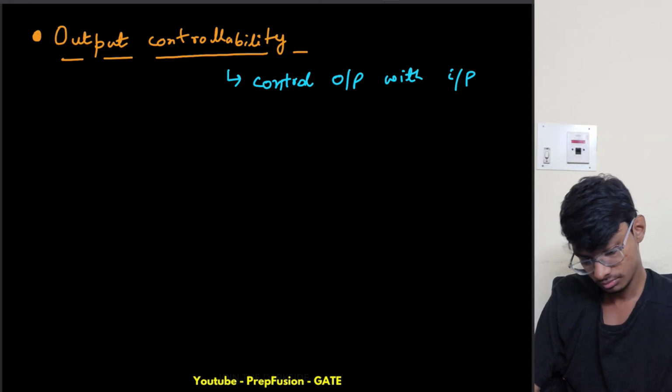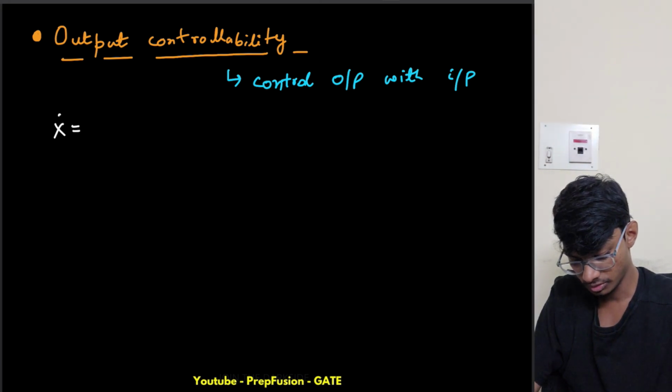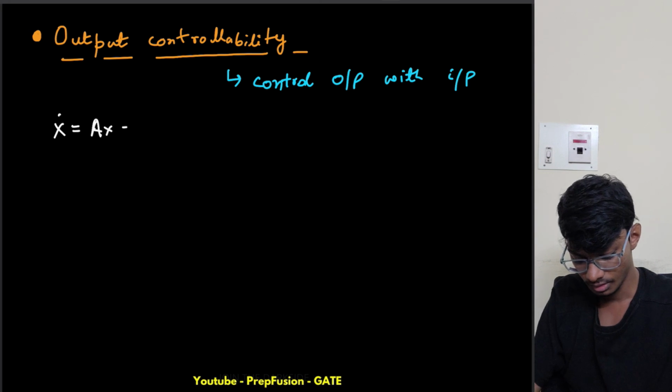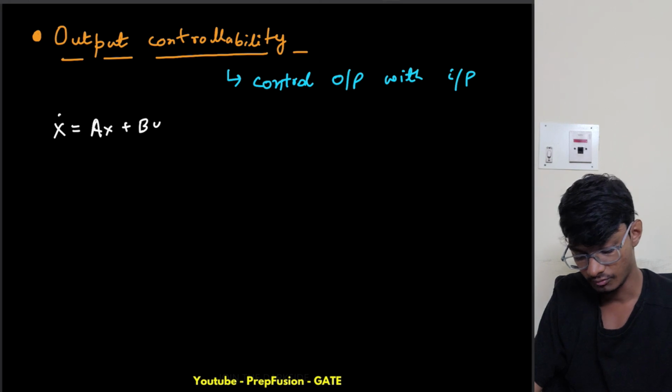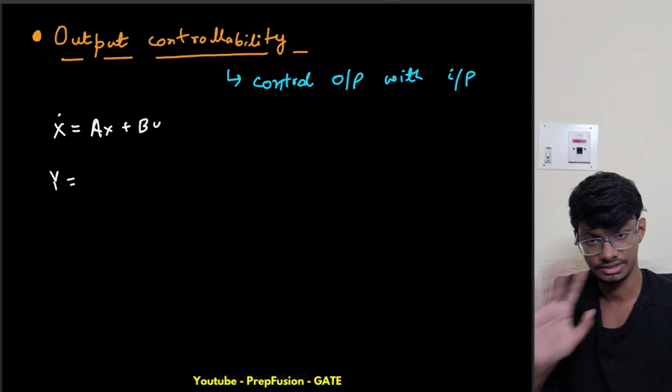So what does my x dot become? x dot will become Ax plus Bu, right? x dot will become Ax plus Bu. This is just my state space equations.